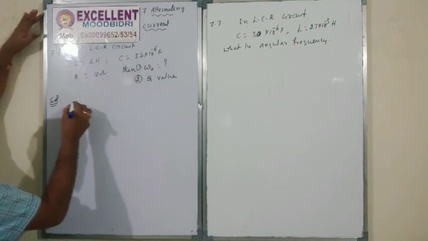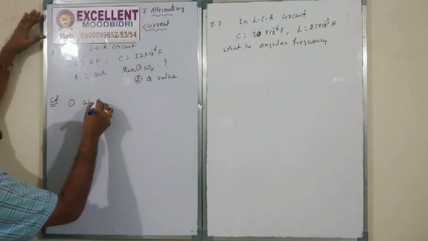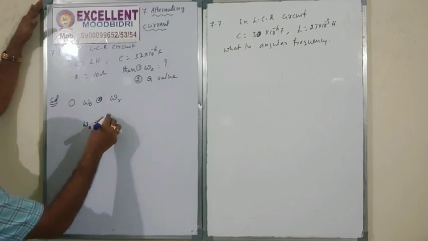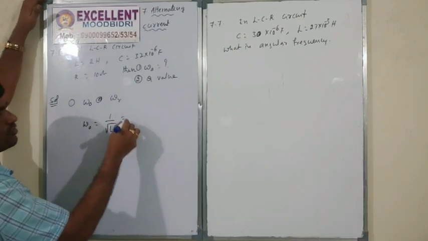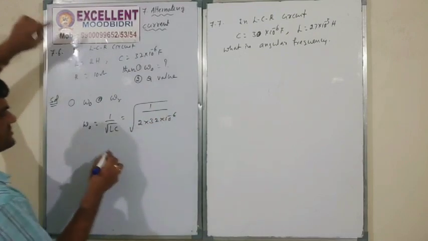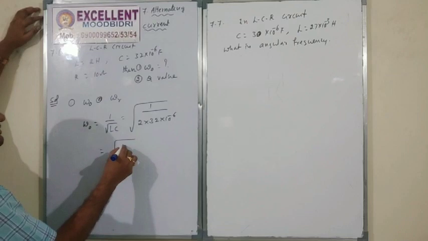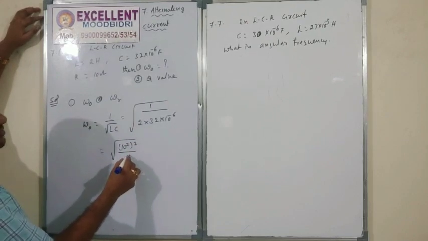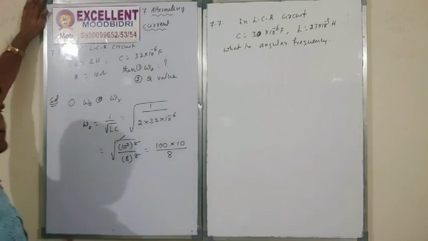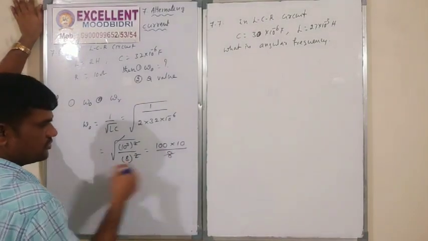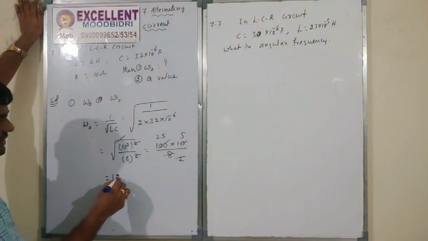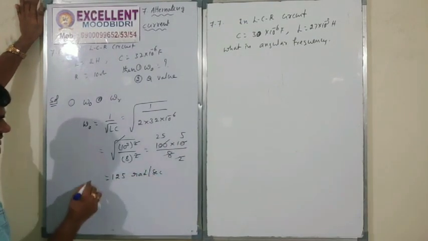So first question: omega naught, or omega R, resonant frequency. Omega naught is equal to the formula you know, 1 by root over LC. So root over 1 by L into C, that is 2 into 32 into 10 power minus 6. Transfer to numerator: 10 power 3 whole square. So this is 64, 8 square, so it gets cancelled. Therefore 1000 by 8, which is 125 radian per second. That is the omega naught.